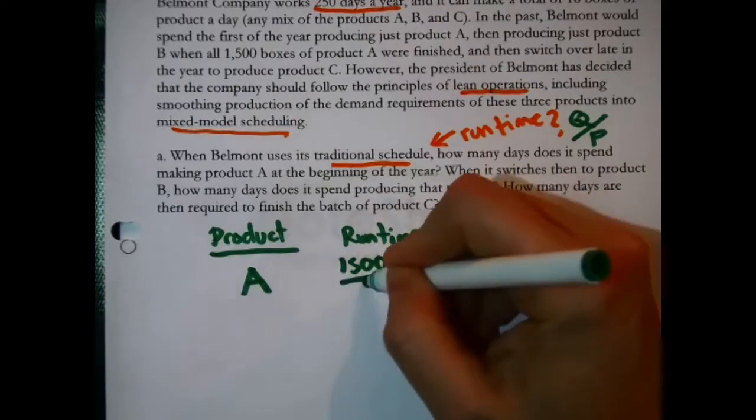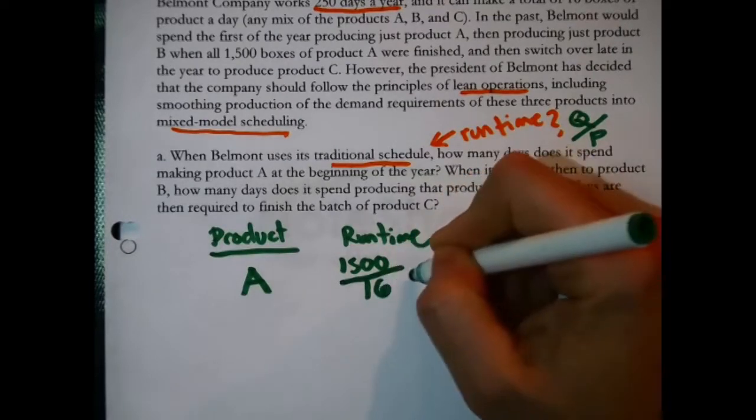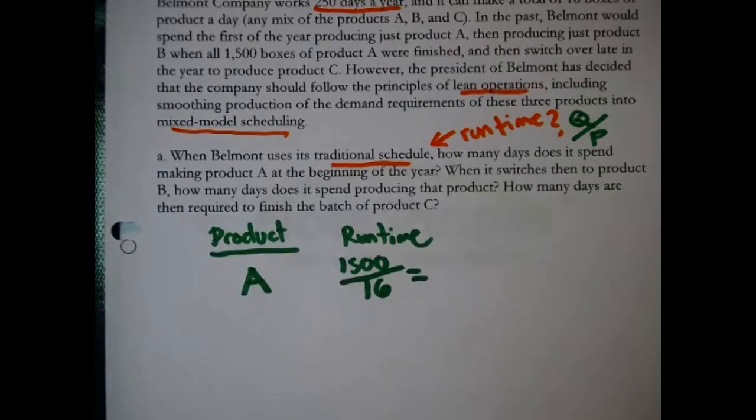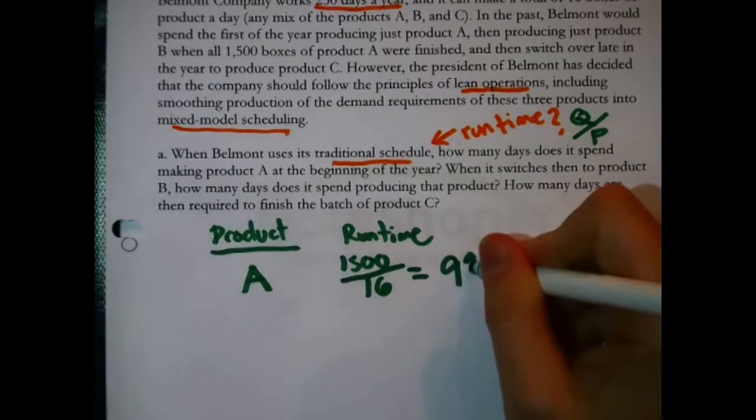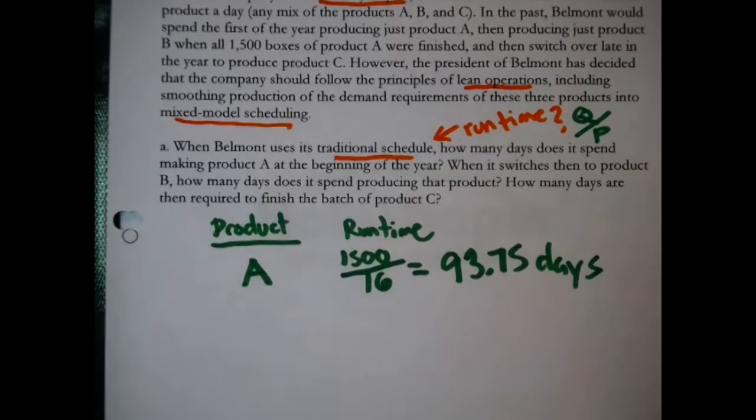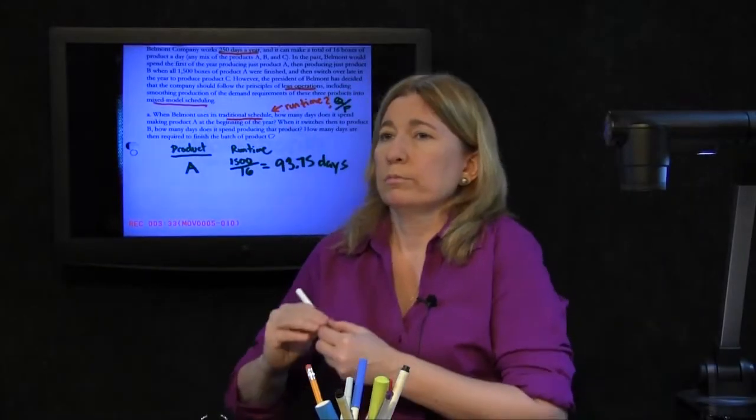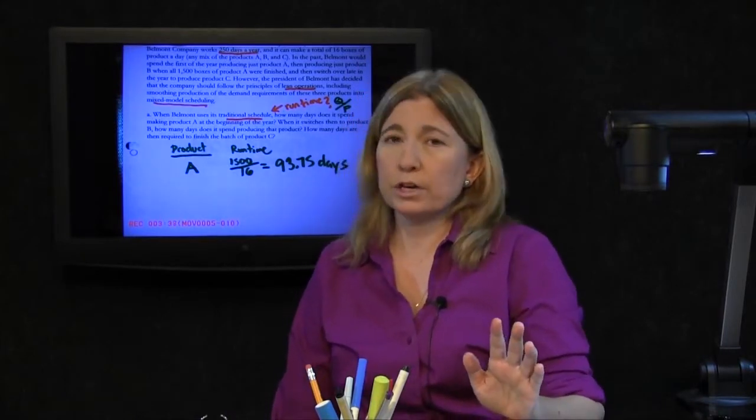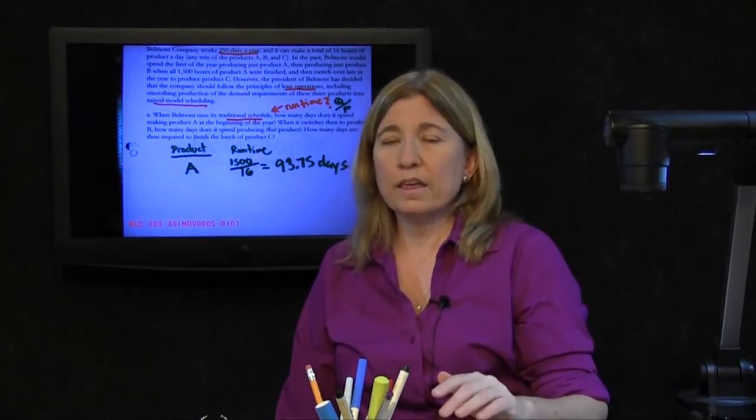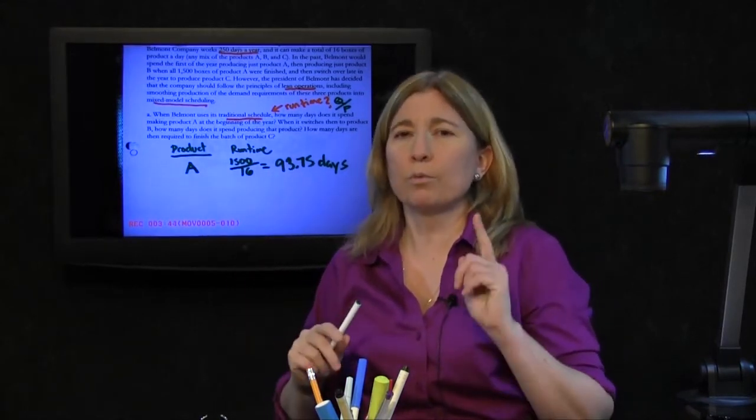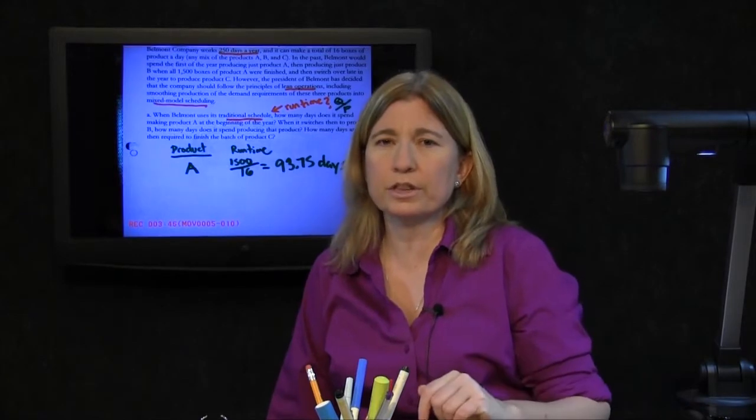We know that they can produce 16 boxes a day. So 1,500 divided by 16, on my calculator, I see 93.75, and that's time, days. So in their traditional schedule where they spend the first part of the year making just boxes of product A, they spend 93 3/4 working days doing just that.